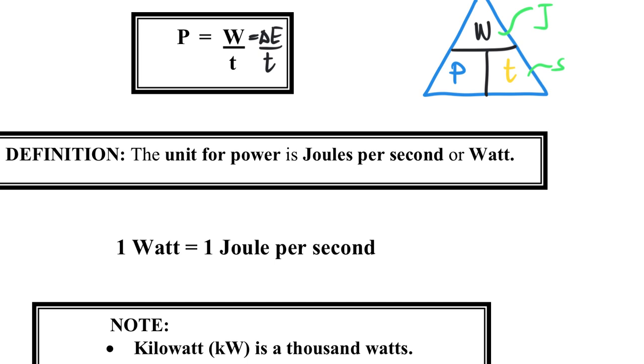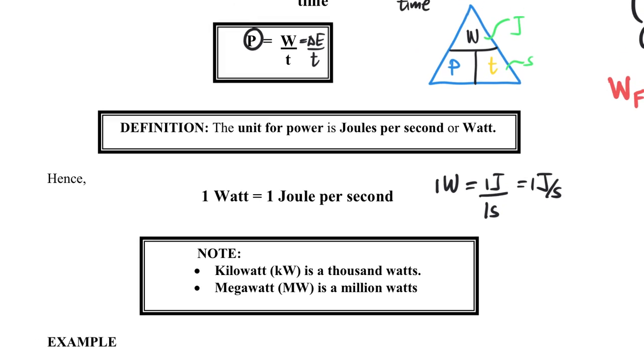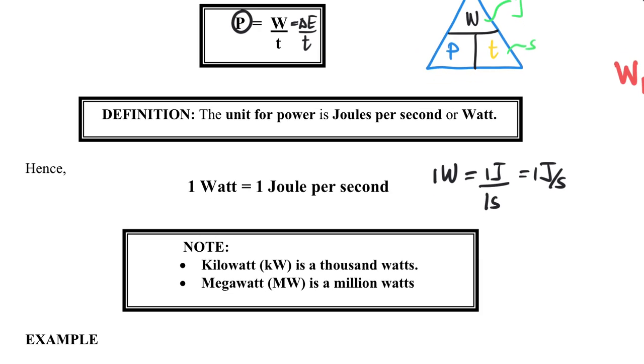So if we look at power, it's work or energy over time. The unit for energy is joules. So if we say, well, 1 watt is the power, and is going to be 1 joule in 1 second, so we can say this is 1 joule per second. So the watt is actually a small unit. 1 watt is not a lot of energy transferred per second.